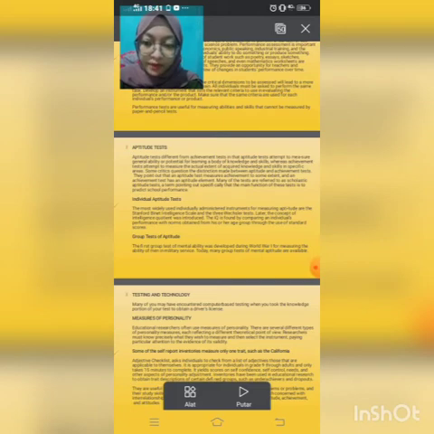Individual aptitude. The most widely used individually administered instruments for measuring aptitude are the Stanford-Binet Intelligence Scale and the Wechsler tests. Later, the concept of intelligence quotient was introduced. The IQ is found by comparing an individual's performance with norms obtained from his or her age group through the use of standard scores.